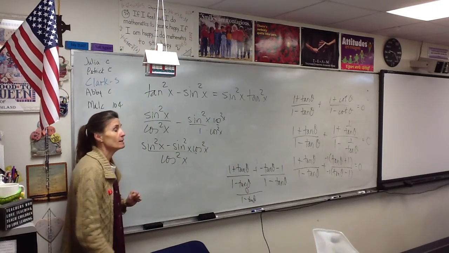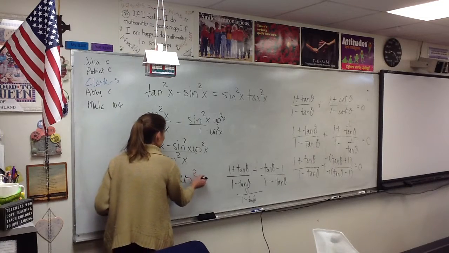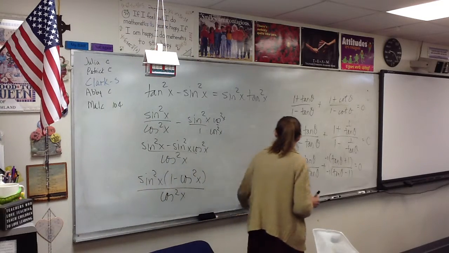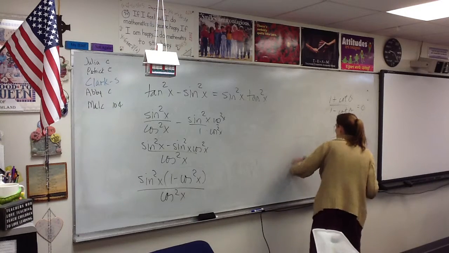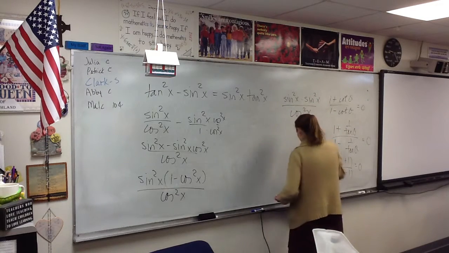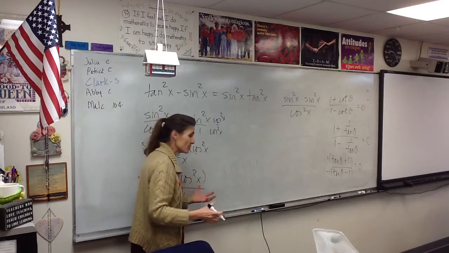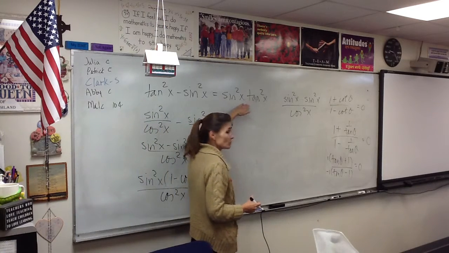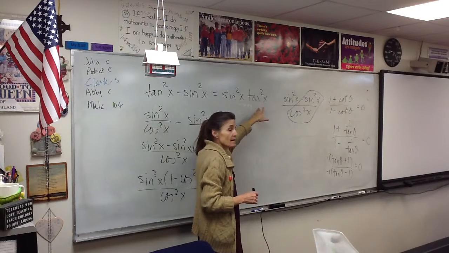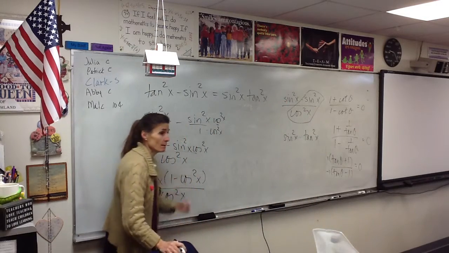Can we factor? Yes. So we'll pull out a sine squared and be left with what? 1 minus cosine squared. Oh my! What is 1 minus cosine squared? Sine squared. So now on the top, I have sine squared times sine squared, and on the bottom, I have cosine squared. Now, nothing cancels. At this point, I could cancel because I have factored, but nothing cancels. However, look at what you're trying to end up with. Sine squared over cosine squared makes a tangent squared. So I have sine squared times tangent squared, which is exactly what I wanted to end up with.